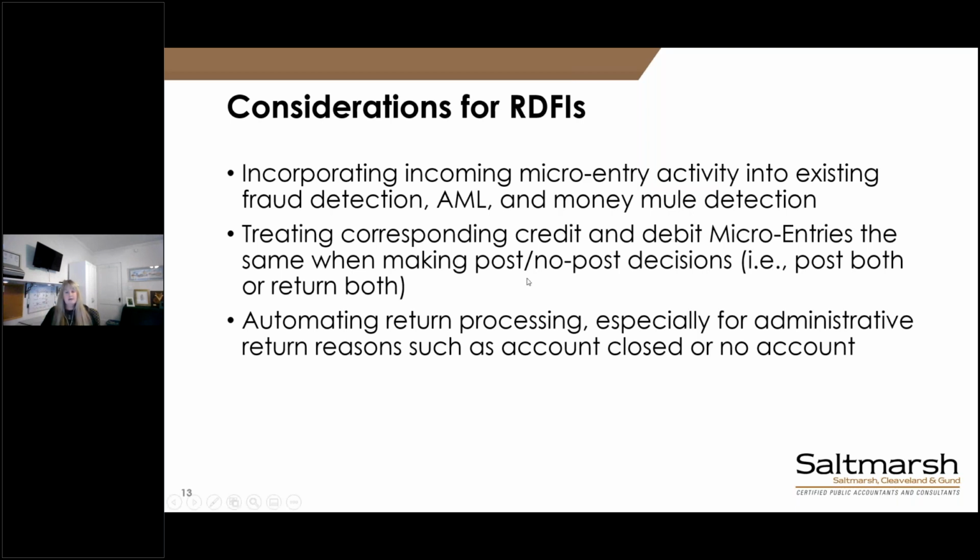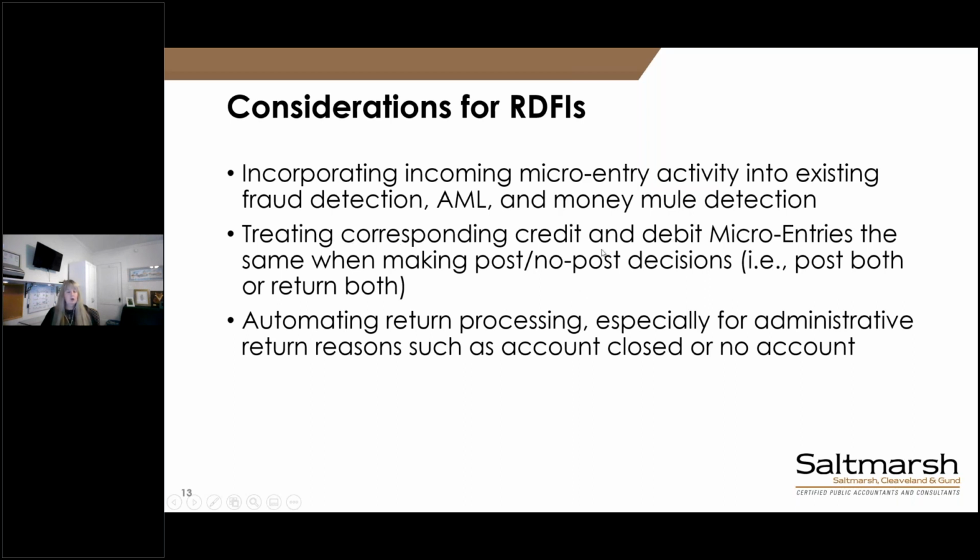So you can incorporate incoming micro entry activity into your existing fraud detection, AML, or money mule detection. I couldn't tell you exactly how to do this, but what you could do is get with your BSA person and see if there is a way to incorporate micro entry activity into that detection system that most financial institutions have in place. Also, treat corresponding credit and debit micro entries the same when making your post, no post decision.